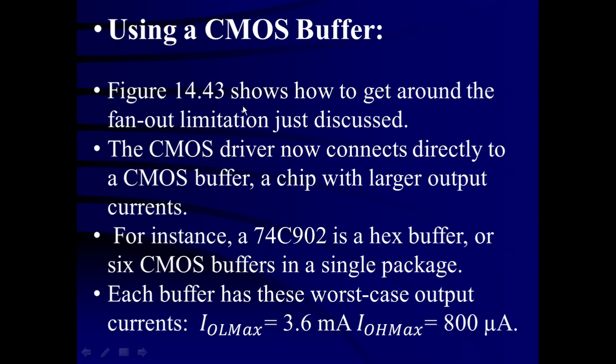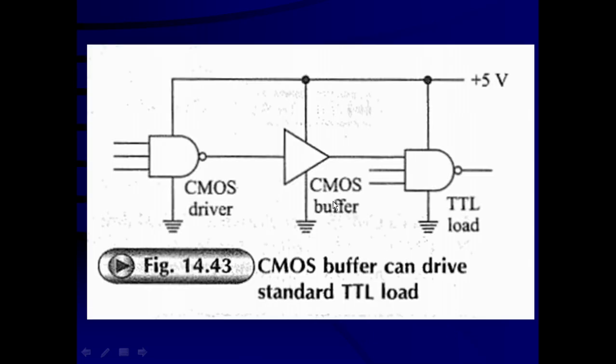Figure 14.43 shows how to get around the fan out limitation just discussed. The CMOS driver is now connected directly to the CMOS buffer, a chip with larger output currents. For instance, the 74C902 is a hex buffer, or 6 CMOS buffers in a single package. Each buffer has these worst case output currents: IOL maximum equal to 3.6 milliamperes and IOH maximum equal to 800 microamperes.